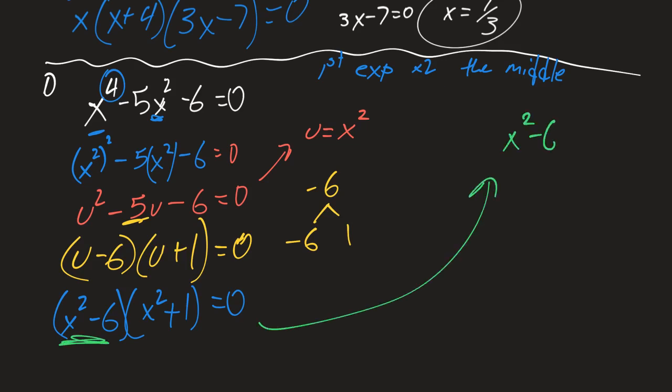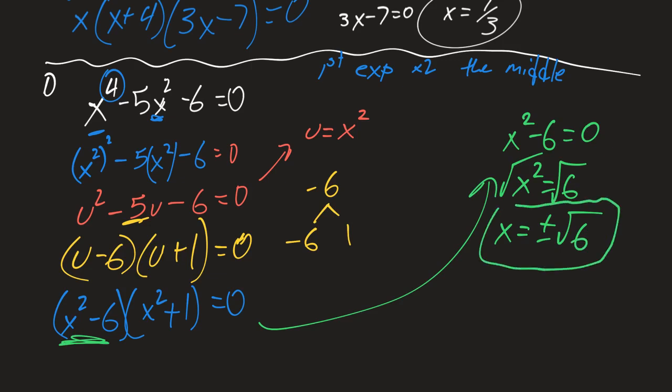X squared minus 6 equals 0. Add 6 and take the square root of each side. So I've got x is plus or minus root 6. That's kind of important, guys. Make sure that we note that plus or minus, okay? And the other one, we'll do that in a different color.